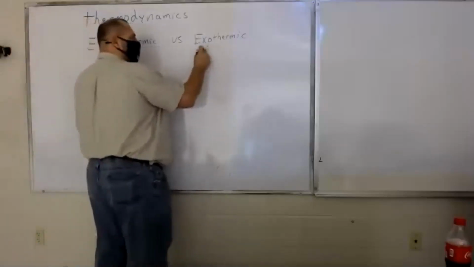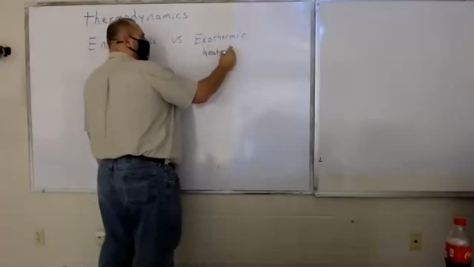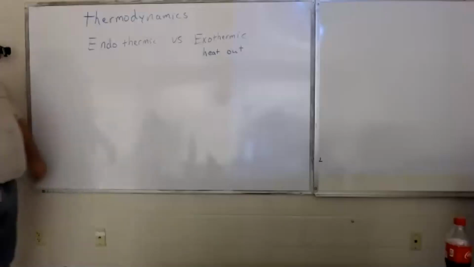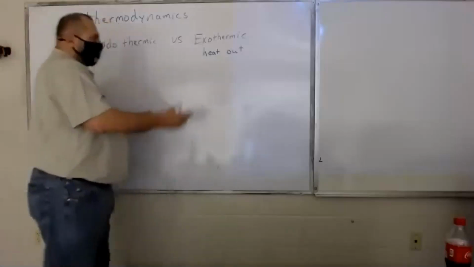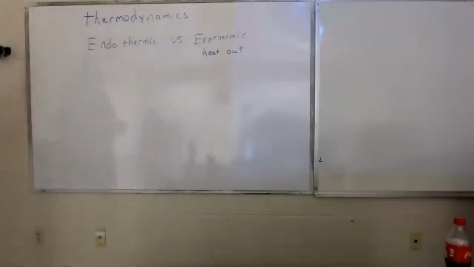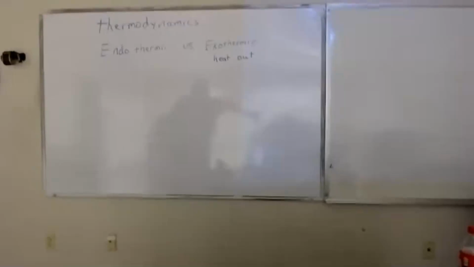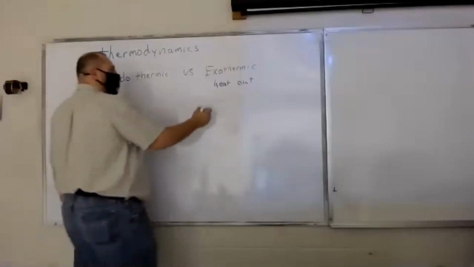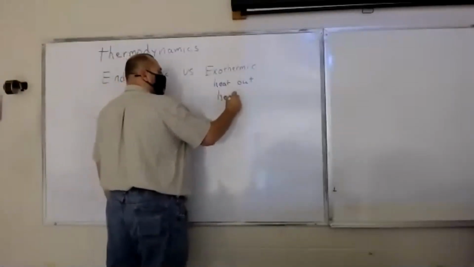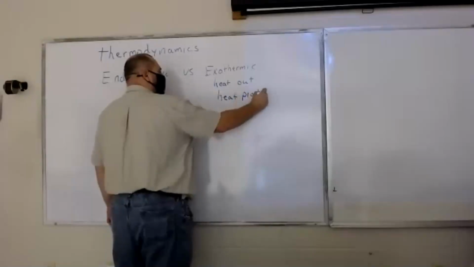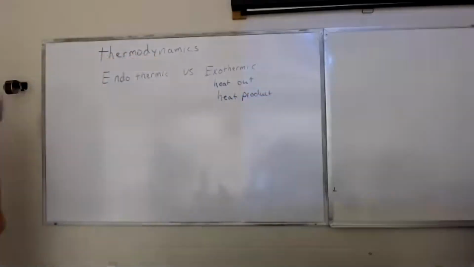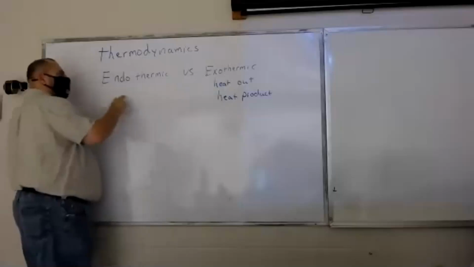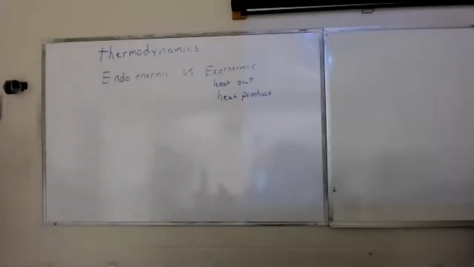So exo, I always think of the heat's exiting. Heat goes out. I always think of burning wood in my fireplace. The reason I burn wood is not for the CO2 and it's not for the water. I don't want to make CO2, I don't want to make water, I want to make heat. And so heat is on the product side. So then endothermic heat goes into the system. It comes as a reactant.